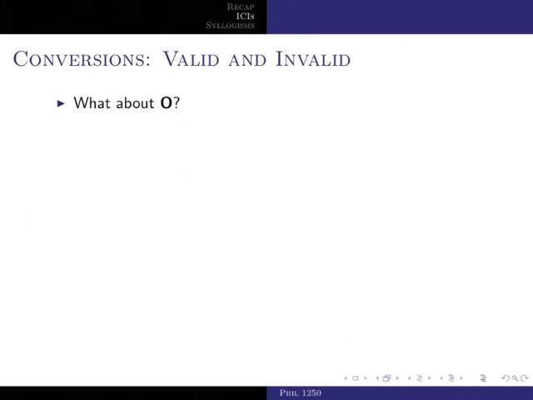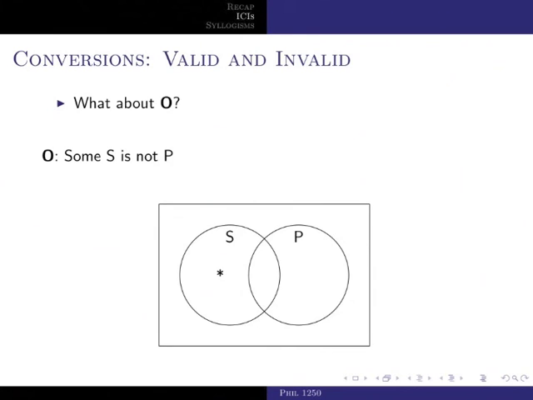Finally, let's deal with O. Again, an O proposition is one of the form some S is not P. It is represented by placing an asterisk on area 1. That is, there is at least one individual that is located in the area of S that is outside of P. So suppose that the proposition is some cat is not pompous, or some cats are not pompous. Again, the number doesn't matter, right? And so that dot, for instance, would represent Bob, the non-pompous cat, right? So Bob is inside the circle of cats, but outside the circle of pompous things.